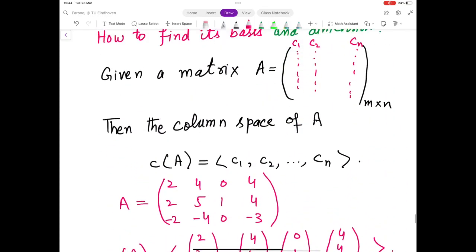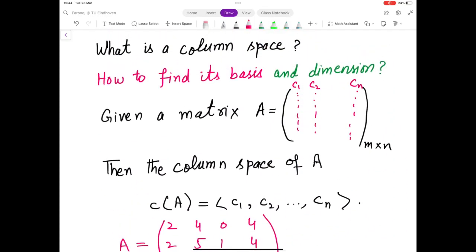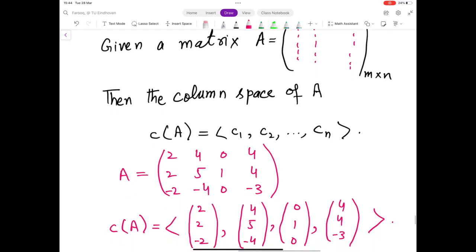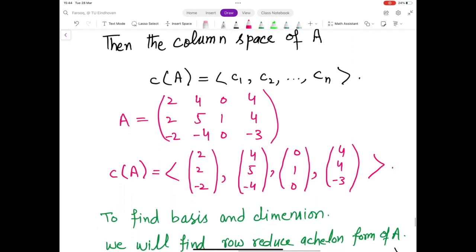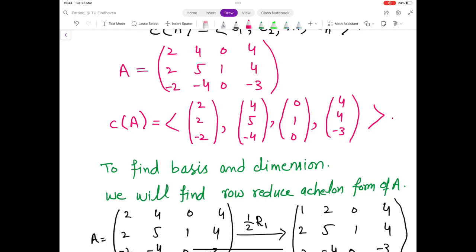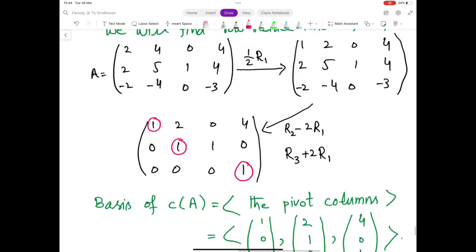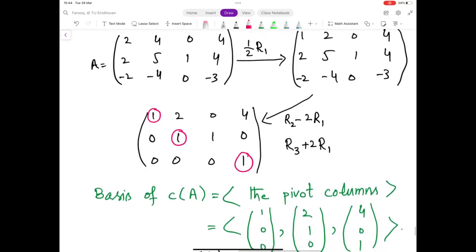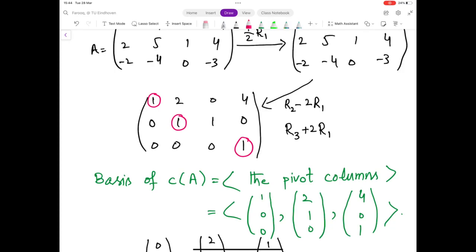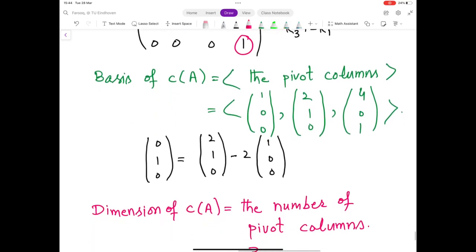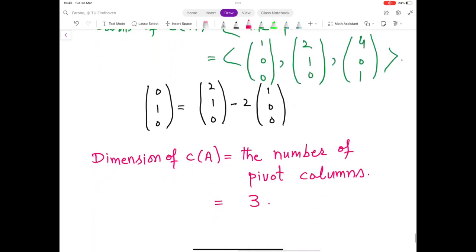Let's recall everything. The column space of a matrix A is the vector space that is generated by all columns of the matrix A. That is the vector space generated by columns C1, C2 up to Cn. And to find the basis and dimension of this space, we simply row reduce this matrix A and just concentrate on the pivot columns, and the pivot columns form the basis of this column space, and the number of pivot columns is the dimension of the column space.